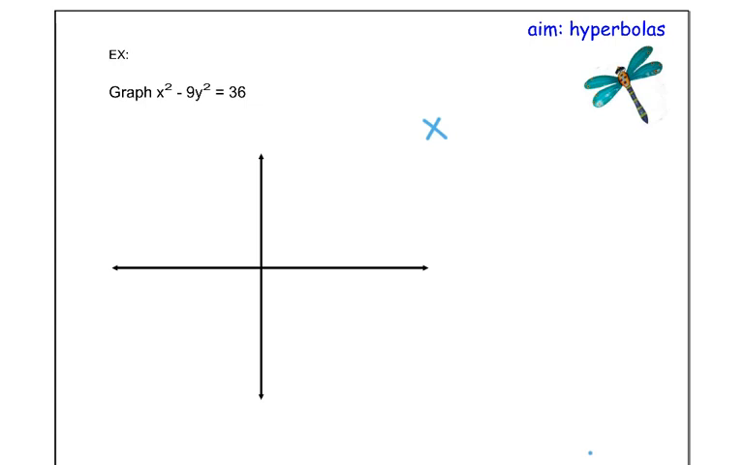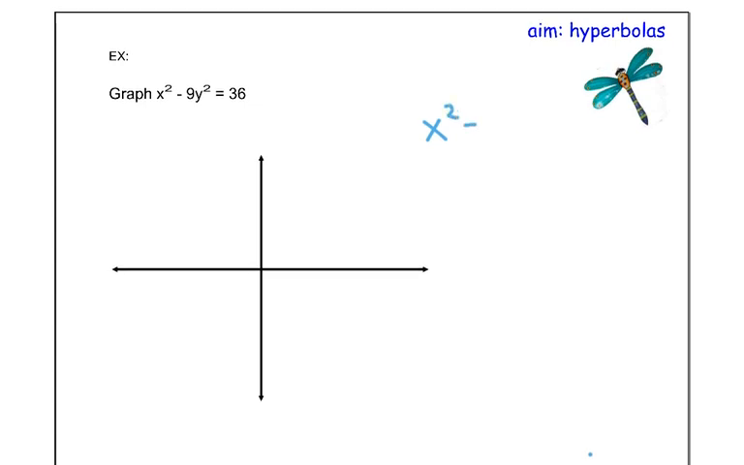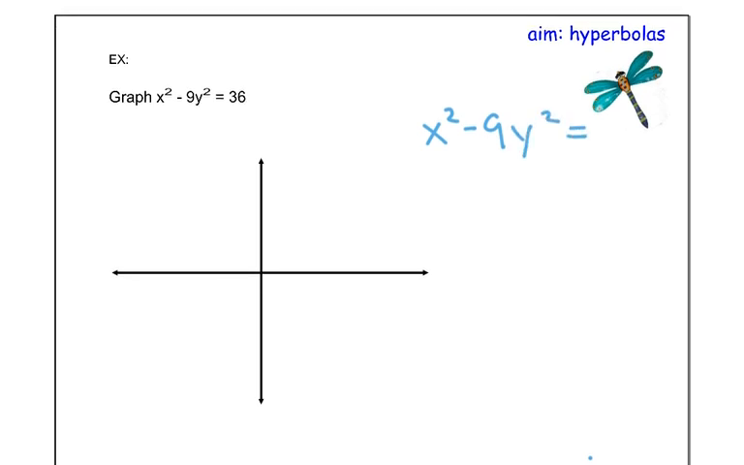Okay, so I'm going to start by trying to set it equal to 1. So I'm going to divide everything by a 36.